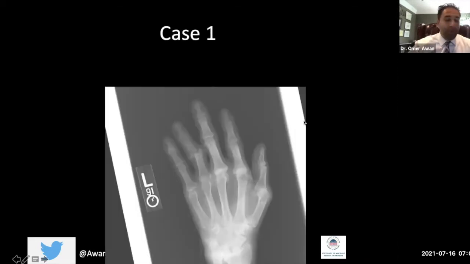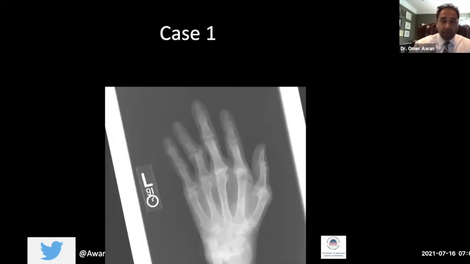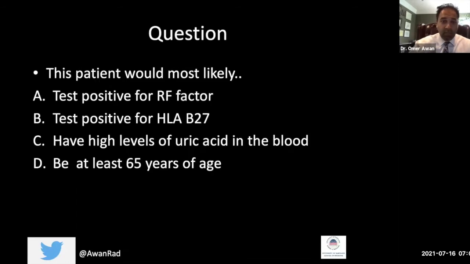I'd like to start all of my lectures with some cases, some unknown cases that we're not going to discuss now, but we're going to come back to at the very end of the lecture. So I promise you will see all these 5 cases at the end. So this is case 1. It's obviously a form of arthritis. And there's a question with each case. So this patient will most likely, you guys can read this on your own and kind of think through. So this is the image again, and this is what the question was.